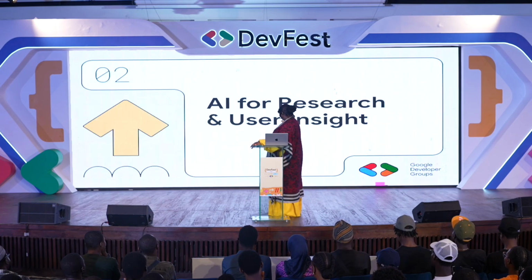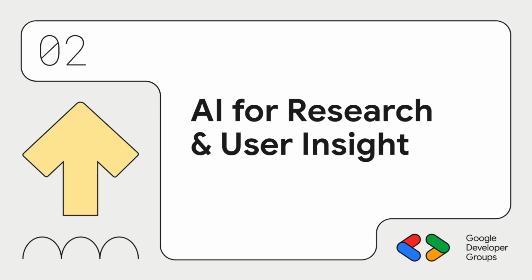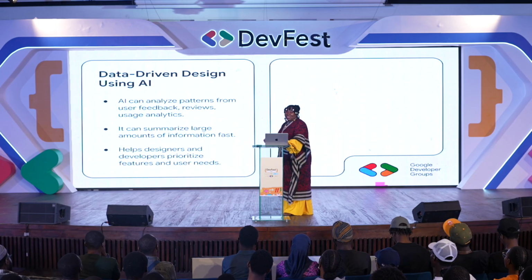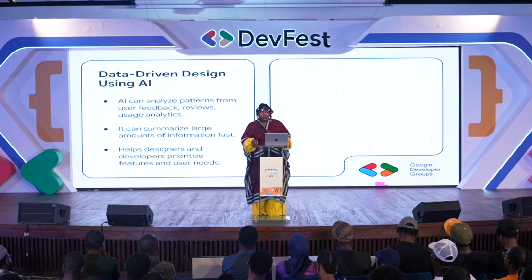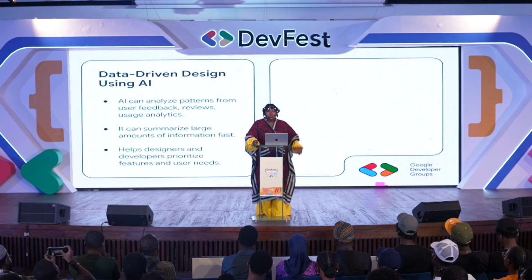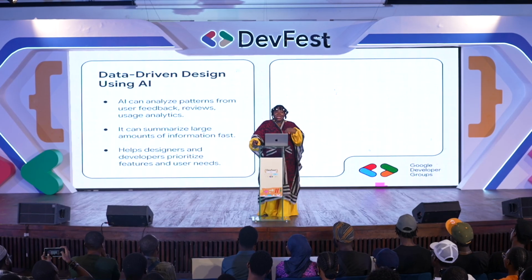What's the second one? Research and user insights. Now, this one I'm not particularly directly using it for user insight, but I'm working with a marketing team that uses AI for insights, right? So AI can analyze patterns. So when we do interviews, for instance, the brand I work with typically do interviews with their customers just to understand their pain points.